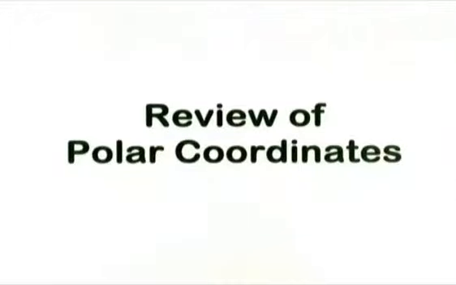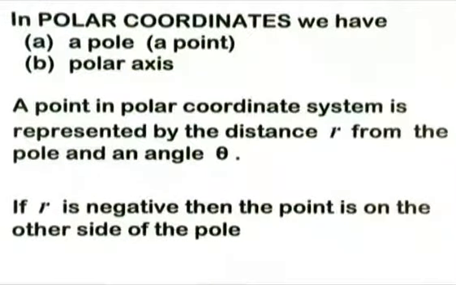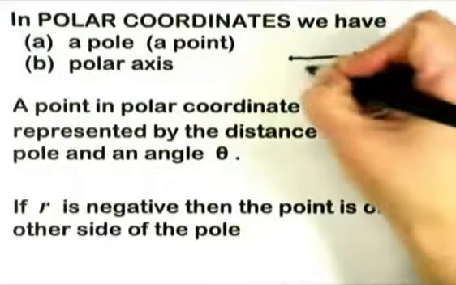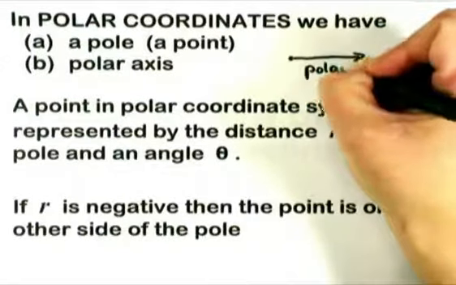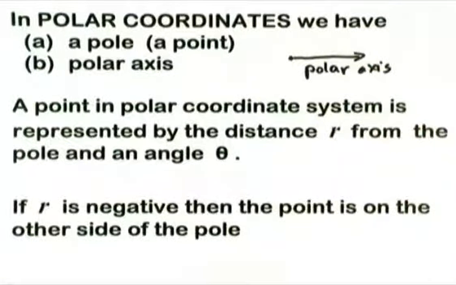Review of polar coordinates. In polar coordinates, we have a pole, which is a point, and a polar axis. So here we have a point and a polar axis. A point in the polar coordinate system is represented by the distance r from the pole and an angle theta.